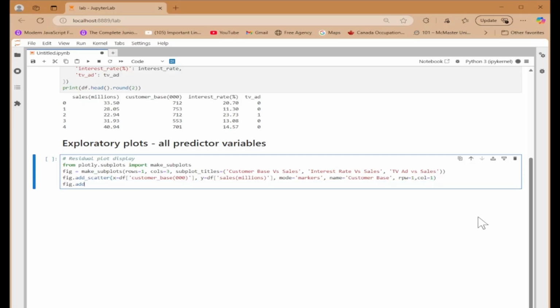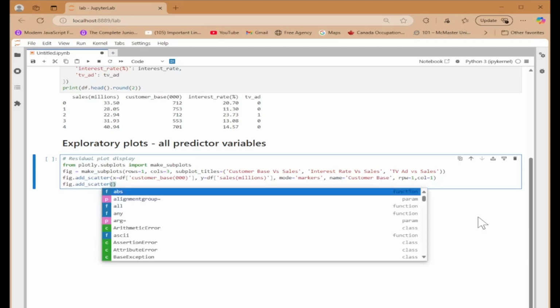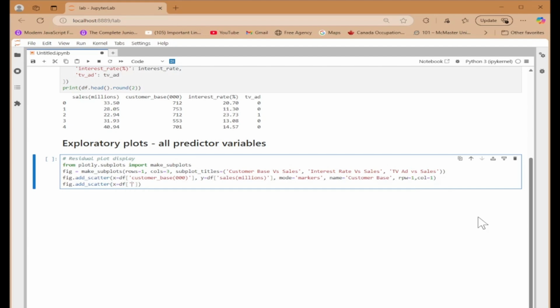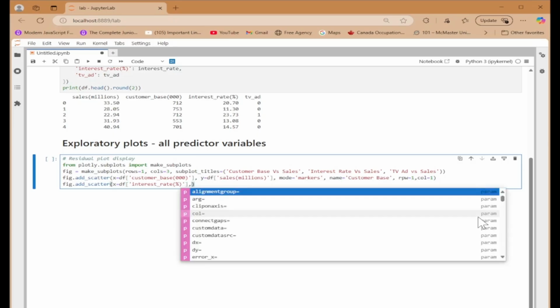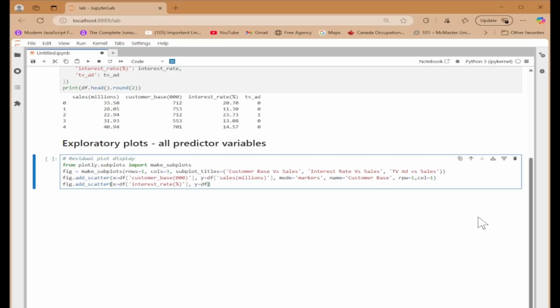Let's go ahead and fig.add_scatter. The next one is going to be x equals df, and this is going to be interest rate percent, comma, the rest is going to be the same. y equals df, sales in millions, close, and again mode equals markers, comma, name equals interest rate, comma, row equals 1, comma, col equals 2. Okay, this is going to be column number 2.